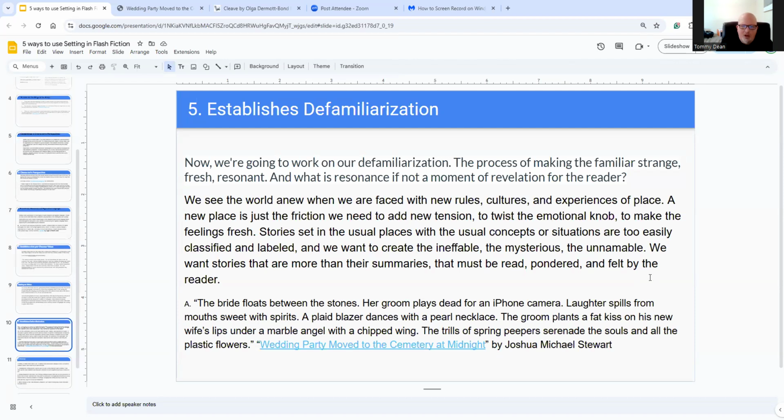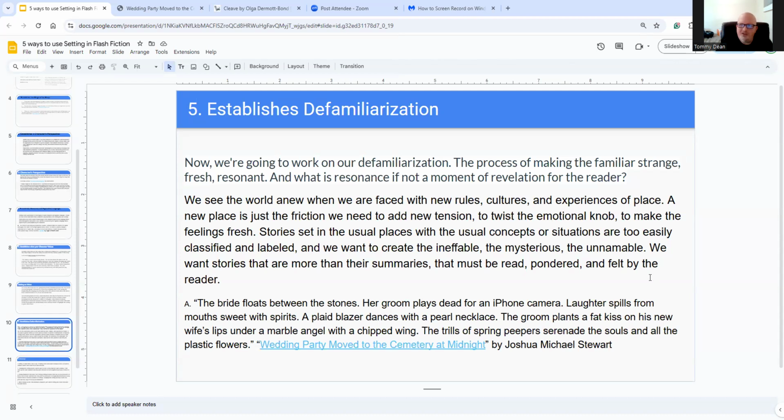Her groom acting maybe inappropriately, playing dead for the camera, and laughter spills from mouths with spirits. We have all these ghostly words that make sense in a graveyard that might not make sense in a wedding, but they make perfect sense here. And I love this line here, kind of in the middle, that makes a metaphor out of people. A plaid blazer dances with a pearl necklace.